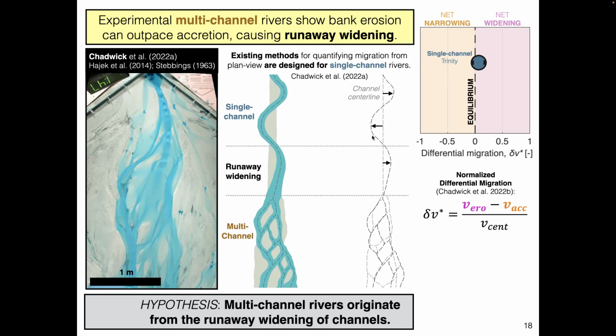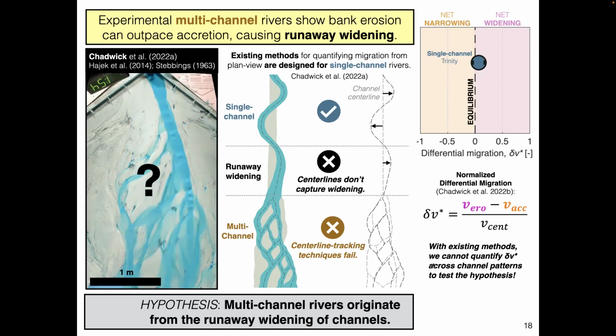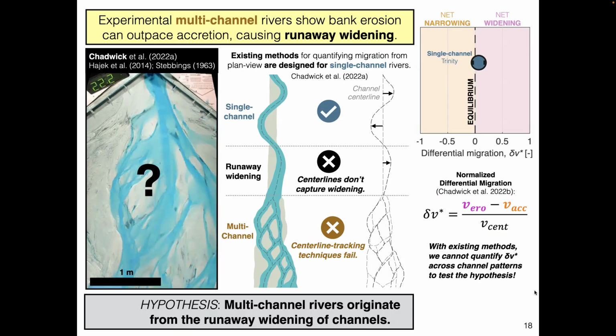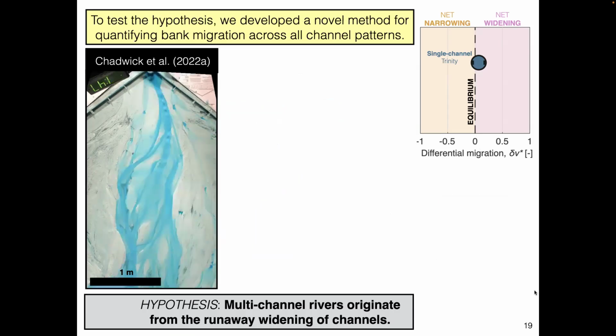But I think you can appreciate just from this sketch that this works pretty well for single channel rivers, but it doesn't actually track the widening of the river so clearly, and it also tends to fail when we have these multi-channel systems. So all that is to say, with existing methods, it's hard to quantify del V star across different types of rivers and test our hypothesis. So that's where we came in.